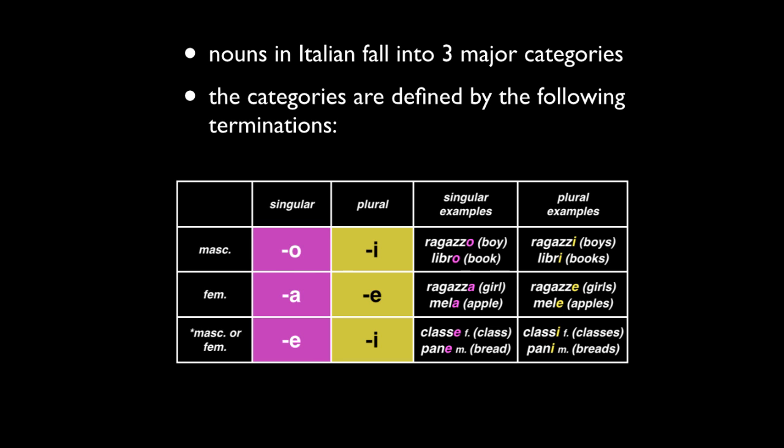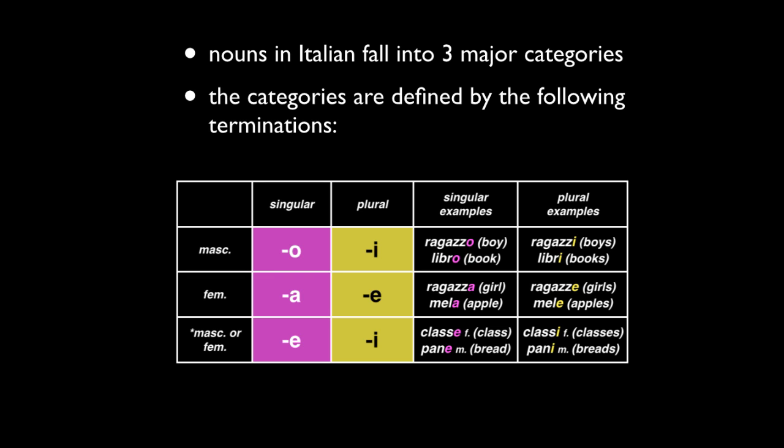Basically, if you look back at that lesson that I did on the gender of nouns, and I'll include a link for you, there are three major categories of nouns. There are the masculine nouns that end in O in the singular. There are the feminine that end in A in the singular. And then there are those that you can't really tell by looking at them. In the singular, those end in E. They can be either masculine or feminine. You see some examples down there like classe and pane.